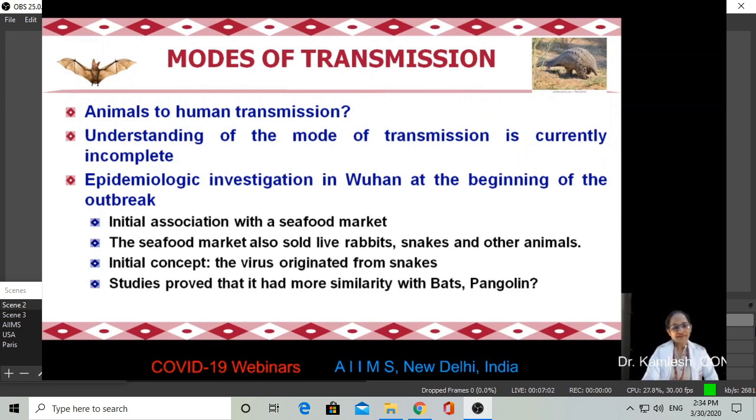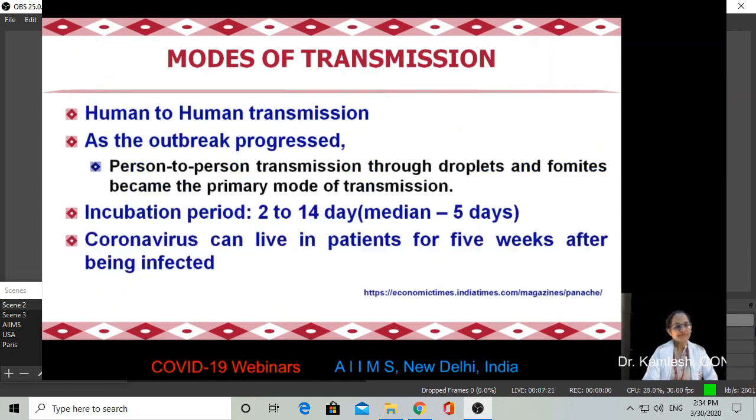Then thereafter the seafood market also sold live rabbits, snakes and other animals. The initial concept was that the virus originated from the snakes, but later the studies proved that it had more similarity with the bats on the genetic makeup and also with that of the pangolins probably. The human to human transmission really seems to be the predominant mode of transmission.